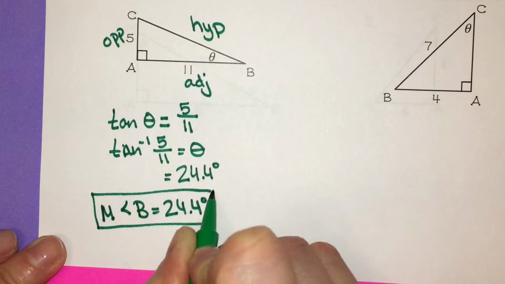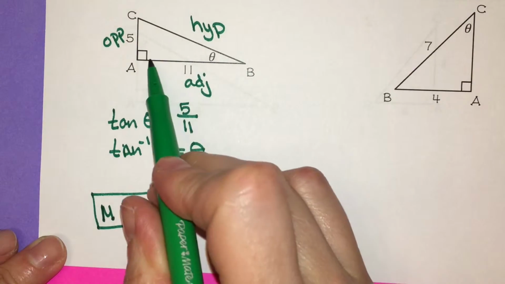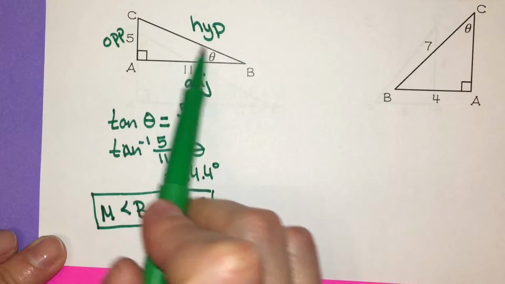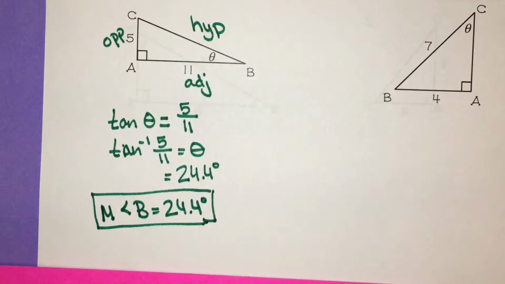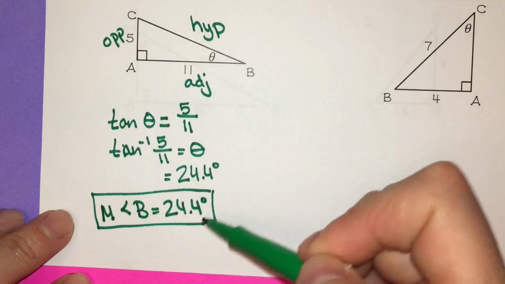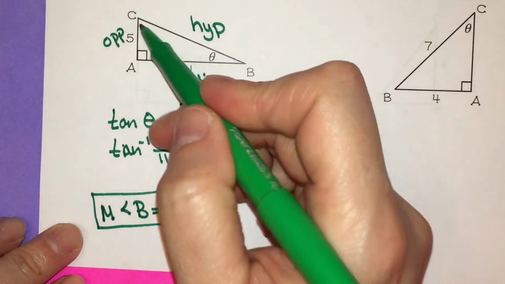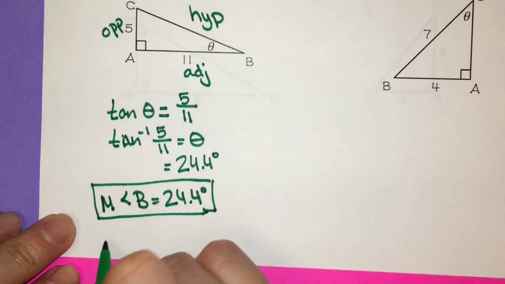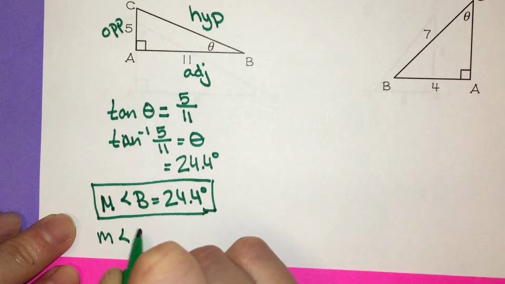I'm going to just start by finding all of the angle measurements. So this one's 90, meaning that angle C and B together add up to 90 degrees. So I'm just going to do 90 minus 24.4 to find the measurement of angle C. I suggest you use the calculator for that.